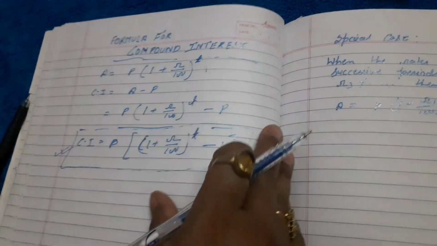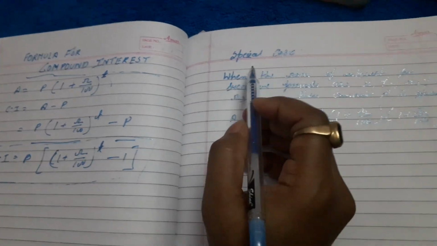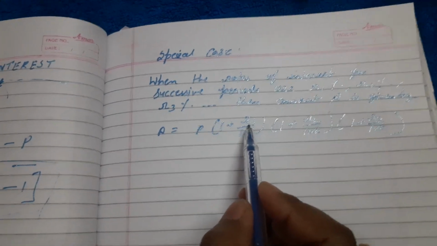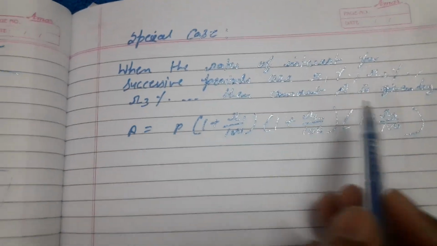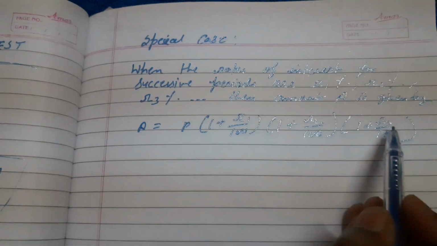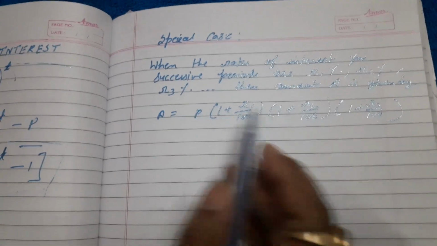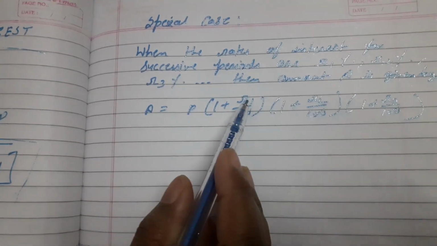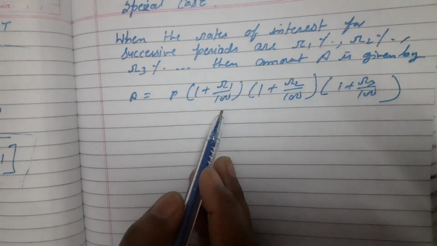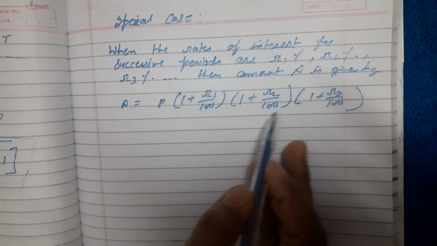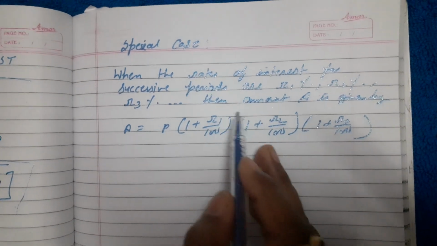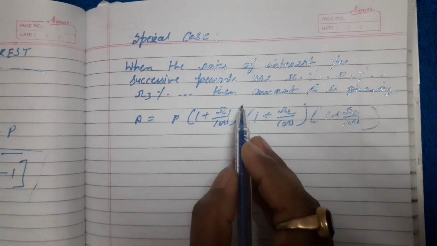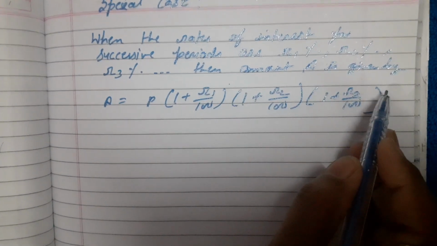One more thing I have written here: in a special case, sometimes you will see that the first year rate is 5%, the second year rate is 10%, and the third year rate is 12%. There is no problem, you just do one thing. Amount is equal to P into (1 plus R1 by 100), (1 plus R2 by 100), (1 plus R3 by 100). No need to write down the year, because if 3 years are there, I have written here for the first year, second year, third year.